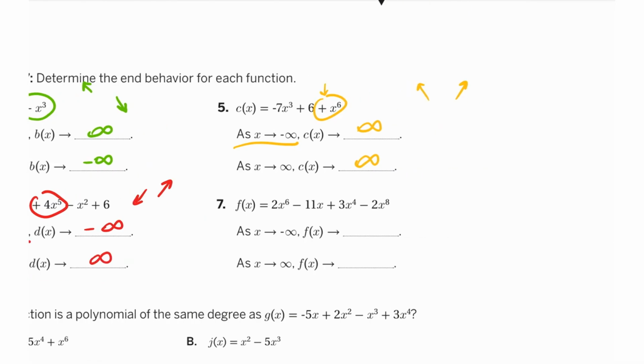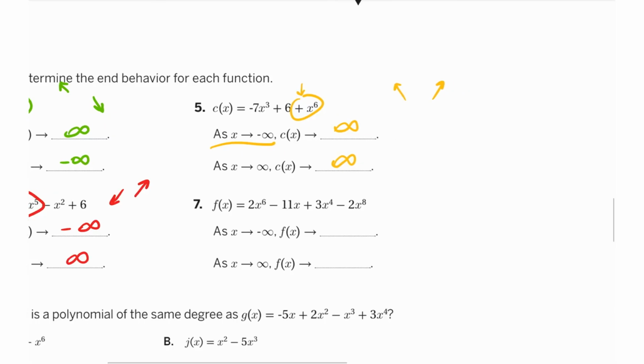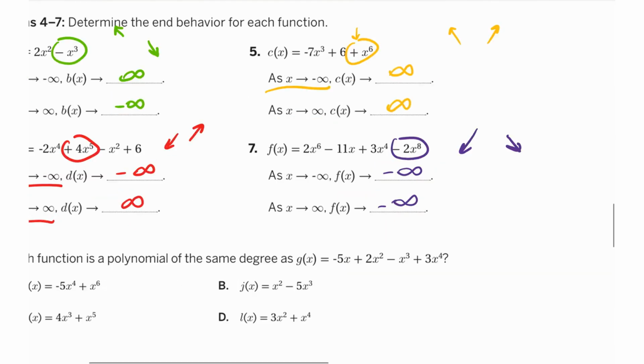Last one here, number 7. We look for the highest exponent, which is the power of 8. The coefficient is negative, so the right side is pointing down. The exponent is even, so they both point the same direction. Since they're both pointing down, both parts of the end behavior here are pointing towards negative infinity.